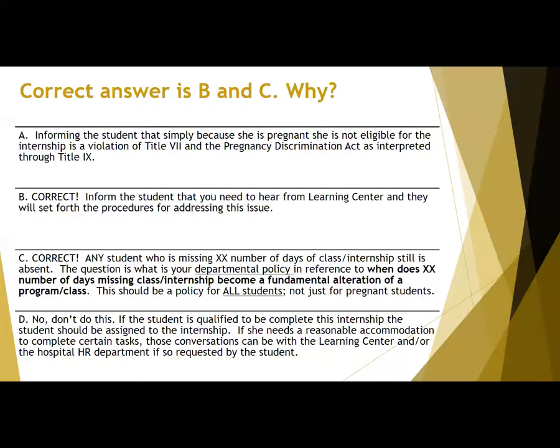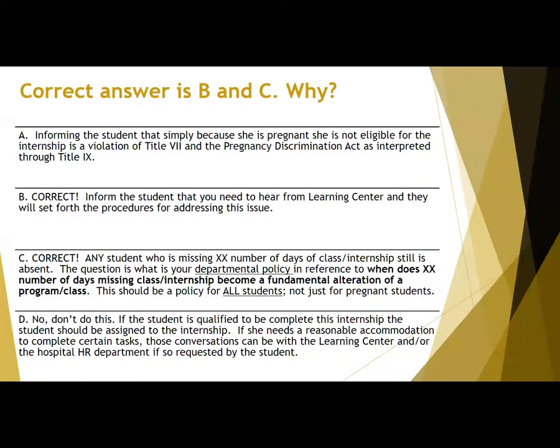The question is, what is your departmental policy in reference to modified attendance policies, or at what point does a certain amount of days cross that line and become a fundamental alteration of the program or the class? Each department has different programs, and you have to determine as a department that this many days of class is going to cross that line. Some programs lend themselves more to absences than others. Some things you just cannot miss much of, and that's okay.